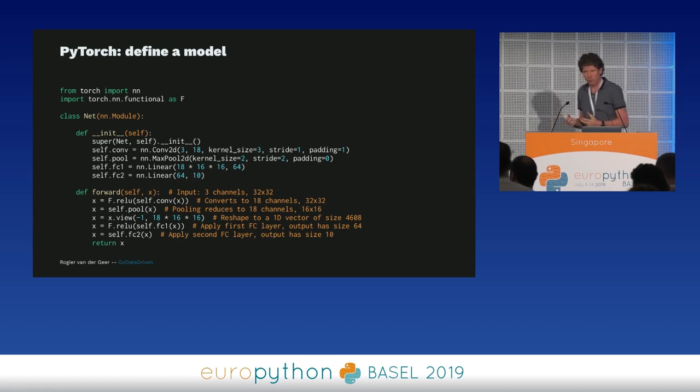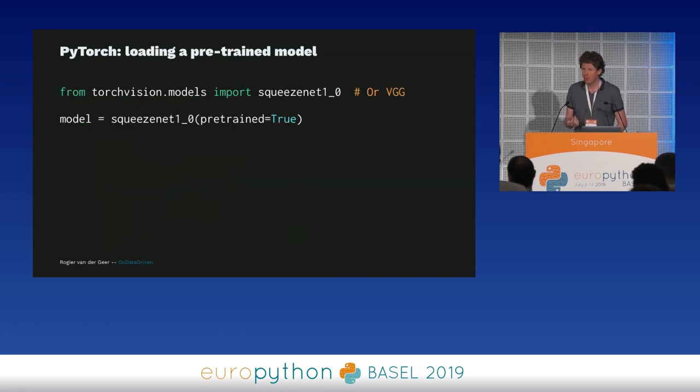Okay, but hold on. We weren't going to train our own neural network, right? We were going to do transfer learning. Yes, that's right. So what we first have to do, if we're going to do transfer learning, is import this pre-trained network. In this case, I've chosen SqueezeNet, because VGG is actually a little bit bigger than SqueezeNet, takes longer to run.